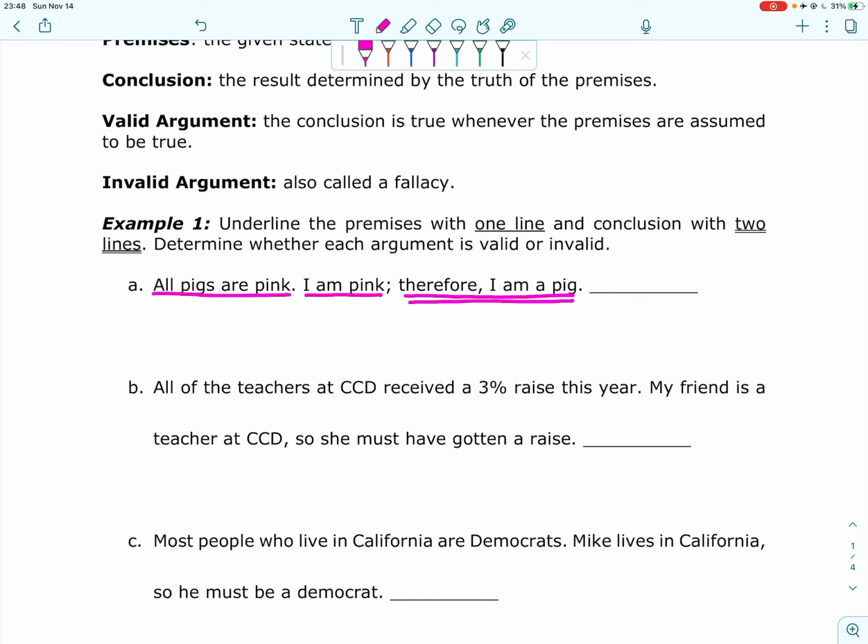This would be an invalid argument. I am not a pig. I might eat like a pig sometimes, but I'm not actually a pig. Just because my skin is pink doesn't mean I'm a pig.